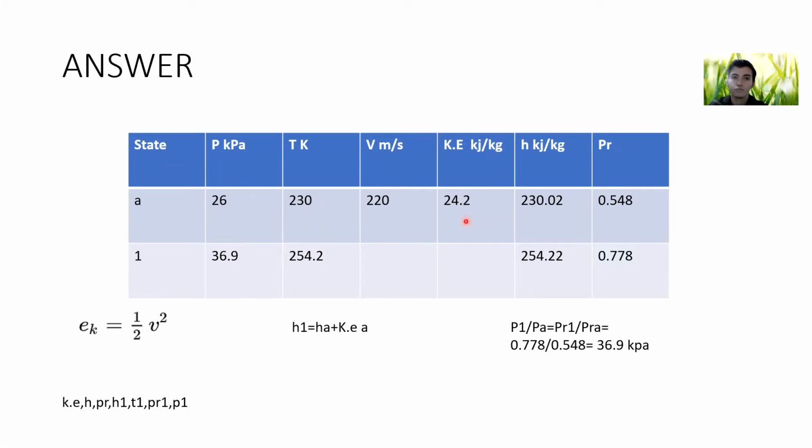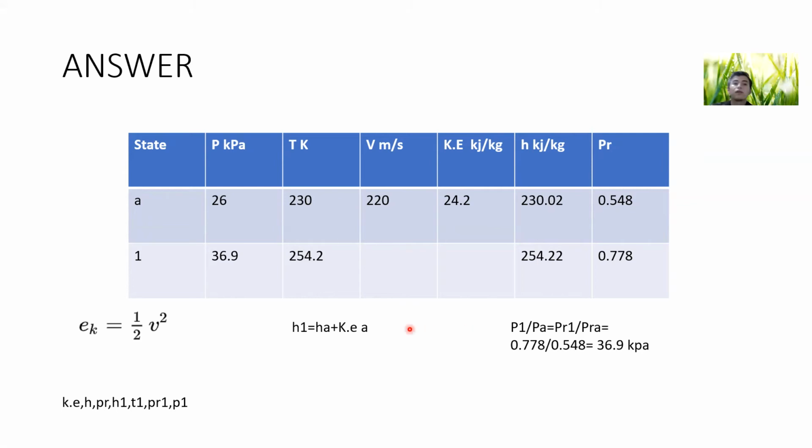it's going to be 24.2. Now we know that the enthalpy is a function of the temperature, so we can get that, and we already have our value. We also know that the Pr is a function of temperature, and it can be easily attained. Now moving from state A to state 1, we go with isentropic, s equals constant, which is the isentropic compression through the diffuser.